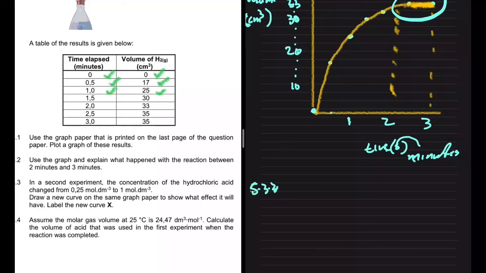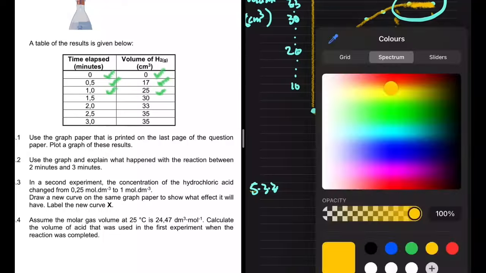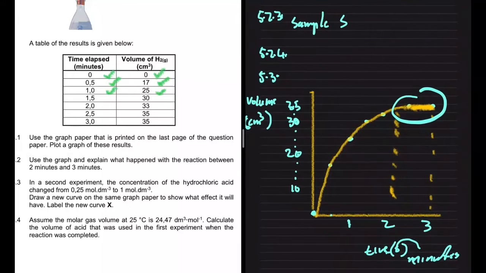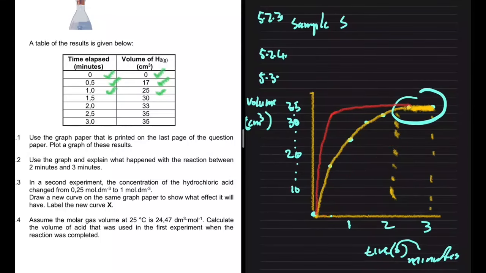So we would expect the rate of reaction to increase. The new graph that we are supposed to draw should have a steeper gradient versus the graph we have already, right? So we're expecting something like this. It should have a steeper gradient and it should reach completion before our initial graph. So that's what we're supposed to have. If your graph is below your initial graph, then that is totally wrong. You are saying that the rate of reaction is now decreased, which is not the case.